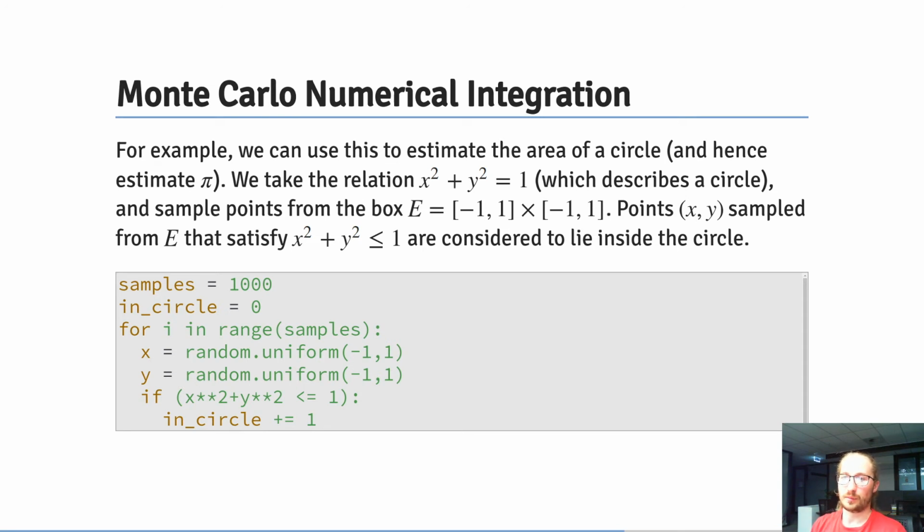So we have the code here to do that. We're going to take 1,000 samples, and then we for loop from 1 to 1,000. We randomly generate a point with x in the interval -1 to 1, and the same for y. We treat these two random numbers as like a random coordinate in 2D space, and then we check if the sum of the squares of those is less than 1, that means it's in the circle, and so we'll count that using the in-circle variable.